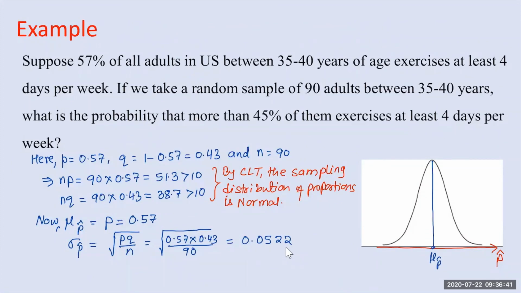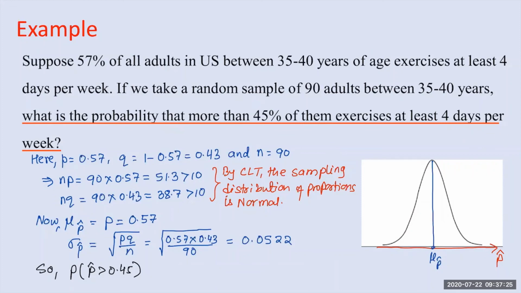We have the mean and the standard deviation. Now, once we have the mean and the standard deviation, we can easily answer this question here. The question is, what is the probability that more than 45% of them exercise at least 4 days per week? So we are looking for that probability. So we want to find the probability that more than 45%, so p hat, the proportion, should be more than 45%. We write p hat here because along the x-axis we have the p hat. Okay, the proportion, what is the probability that more than 45% of them exercise at least 4 days per week?